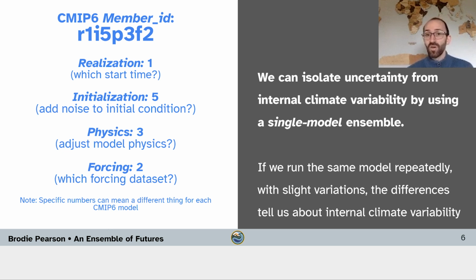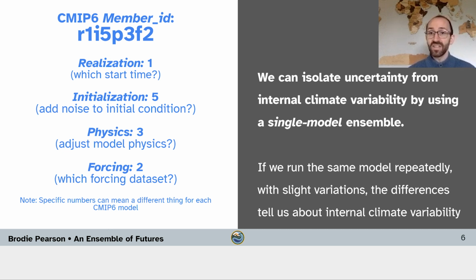Luckily, we can use climate models to quantify the amount of uncertainty that is coming from internal climate variability by using what we call a single model ensemble, where we run the same model, for example, CESM, repeatedly, but each time we run it, we add slight variations, perhaps changing the initial conditions slightly or changing the forcing slightly. And the differences between all these model simulations within this single model ensemble can tell us about internal climate variability.